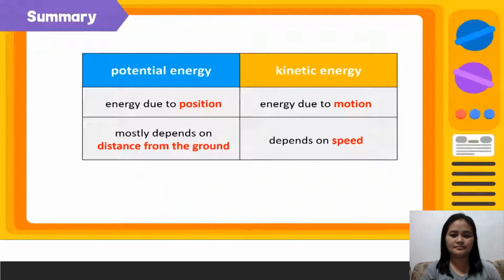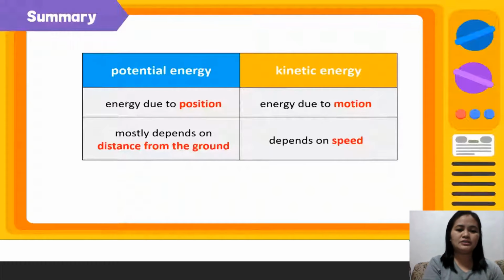Kinetic energy depends on its speed. Ang bait niya, sinummarize niya pa. Potential energy is due to position and is dependent on the distance from the ground. The higher from the ground, the more is the potential energy. Basta yung potential, hindi gumagalaw yung bagay. Kapag gumalaw, na-convert na yun sa kinetic energy.